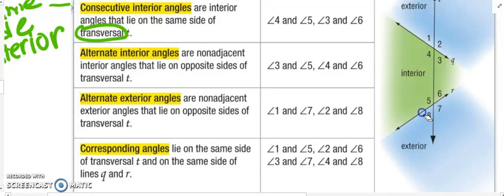Next we have alternating exterior. So same thing, it tells us what it is. It's on the outside and it's alternating. So 1 and 7, and then 2 and 8.